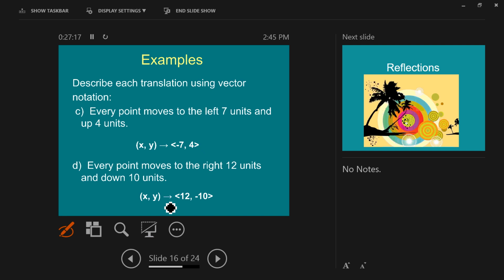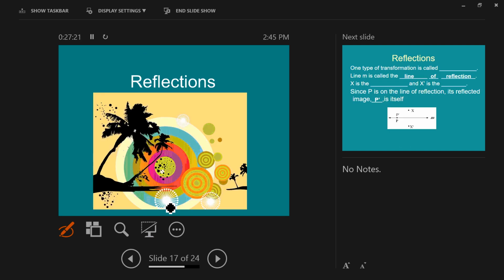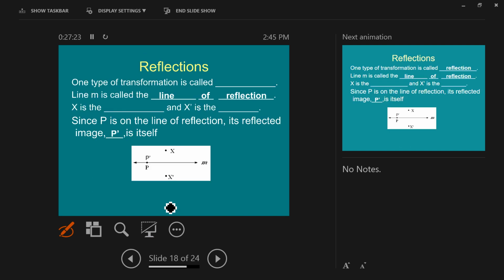Okay, next we are talking about reflections. So reflections are just another type of our transformations. They give us a little drawing here that says that the line M is the line of reflection. That's what we call it, because that's the line we're reflecting across. Okay, so whatever was up here, I reflected it down here. Okay, it says that X is the original, right? We call that the pre-image.